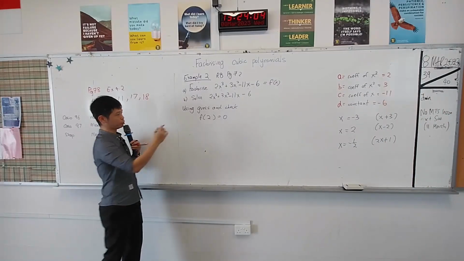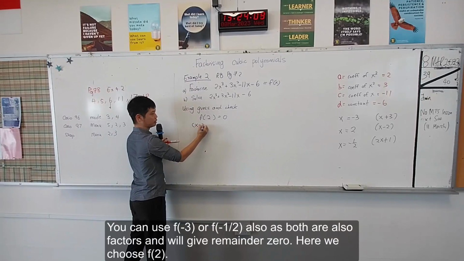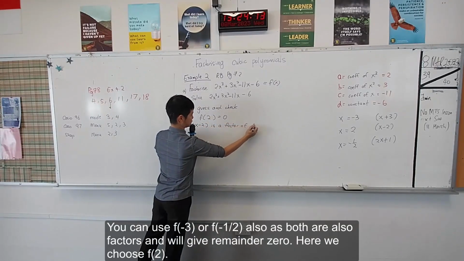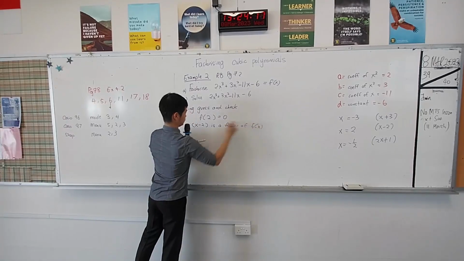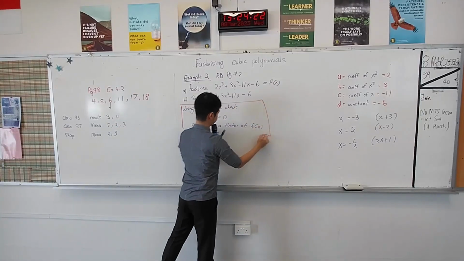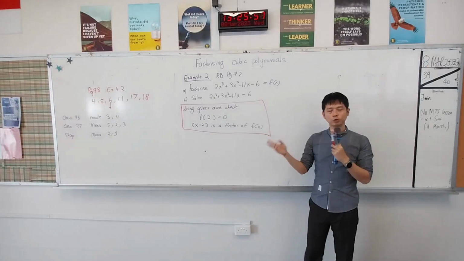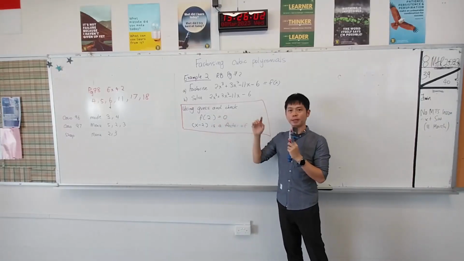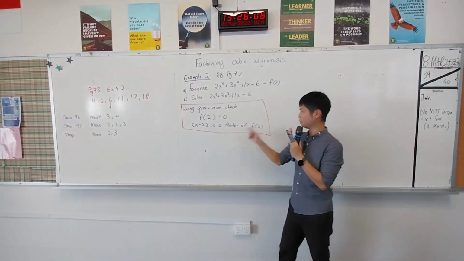So what does that mean? You have to write down, this is very important now: x minus 2 is a factor of f(x). Now this whole working is essential. You must show this. We are finding which is the factor. How do we do that? We use the factor theorem. So when I sub in 2, my remainder happens to be 0. So I know that x minus 2 is a factor of f(x).